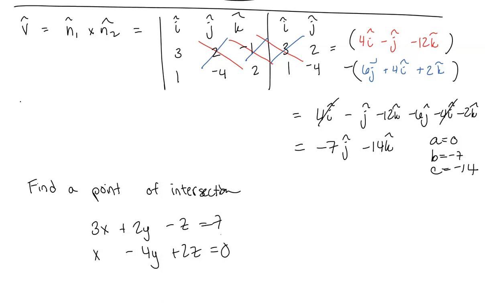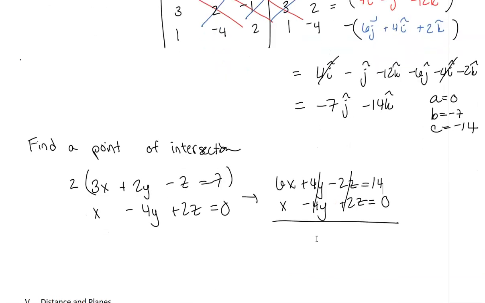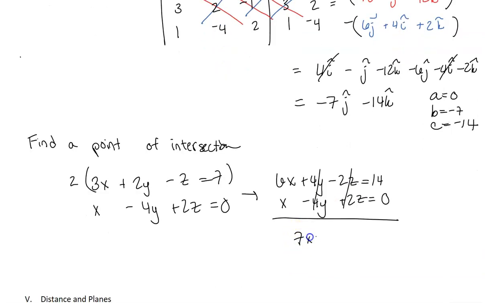So I'm going to see if anything eliminates. Let's try and eliminate the z by multiplying by 2. So I'll have 6x plus 4y minus 2z equals 14, and x minus 4y plus 2z equals 0. And this just so happens to eliminate both my y and my z. So I will have 7x equals 14 or x equals 2. So that means that for any point of intersection, x has to be equal to 2.